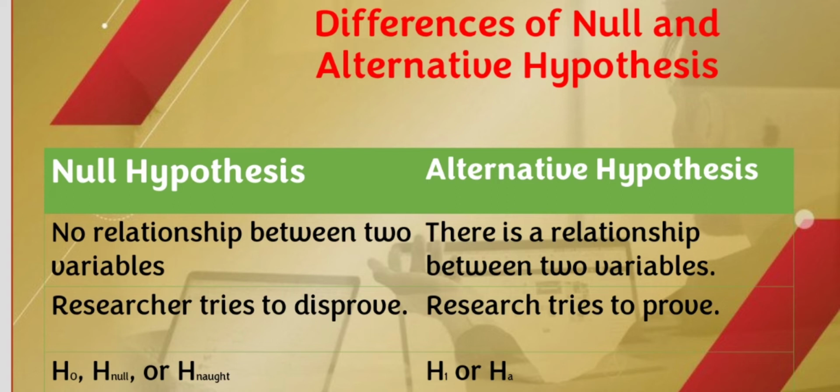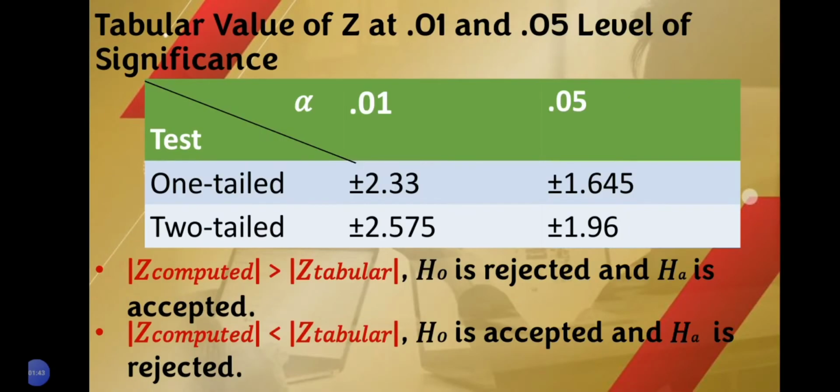A null hypothesis is denoted by H0 or H null, H0 or H not, while alternate hypothesis is denoted by H1 or HA. We have tabular value of Z at 0.01 and 0.05 level of significance.